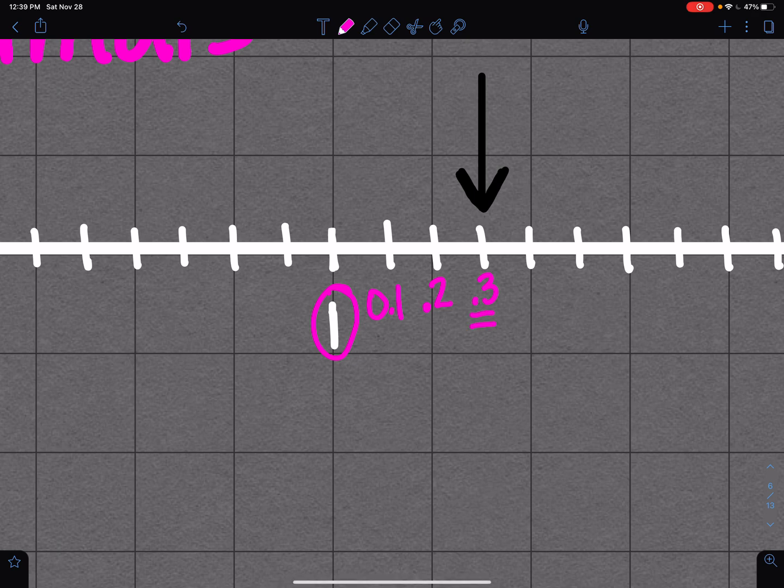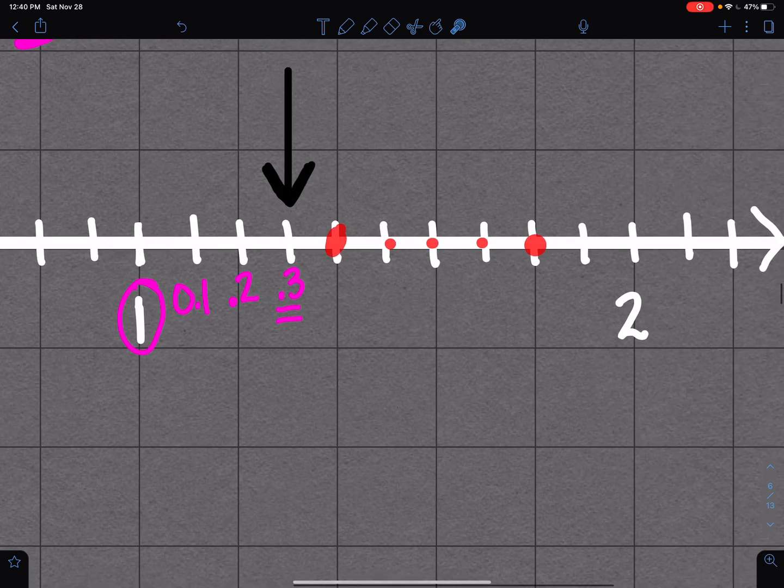So when I'm pointing at this one with the black arrow here, what would that be? It would be 1.3. That's the answer, 1.3. And this would be 1.4, 1.5, 1.6, 1.7, 1.8, 1.9, and then it switches to 2.